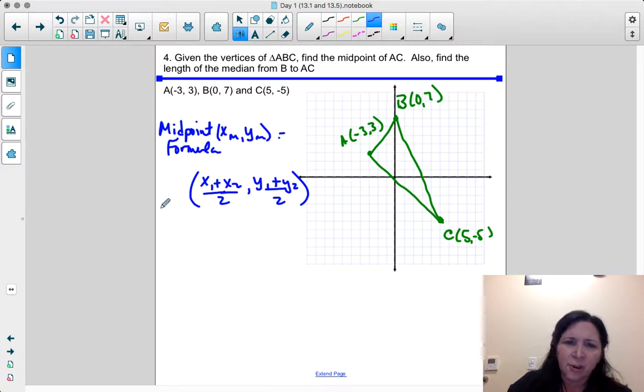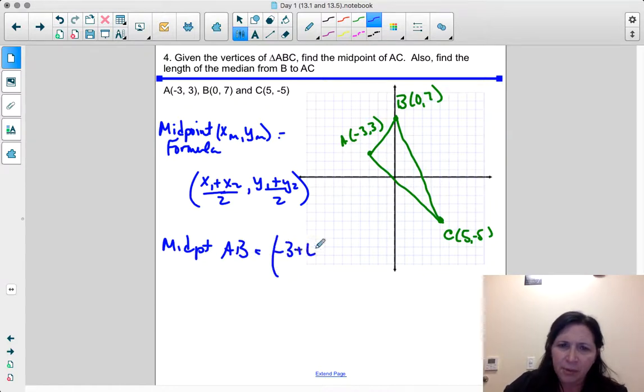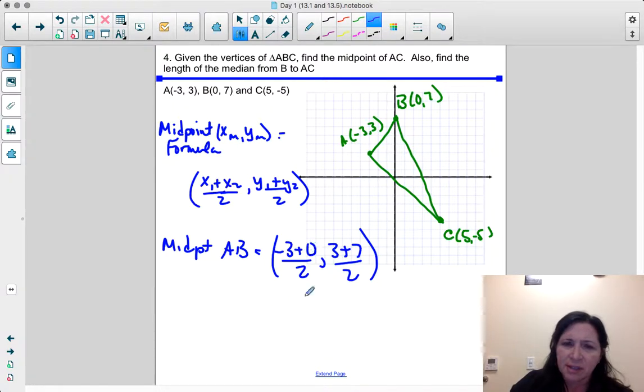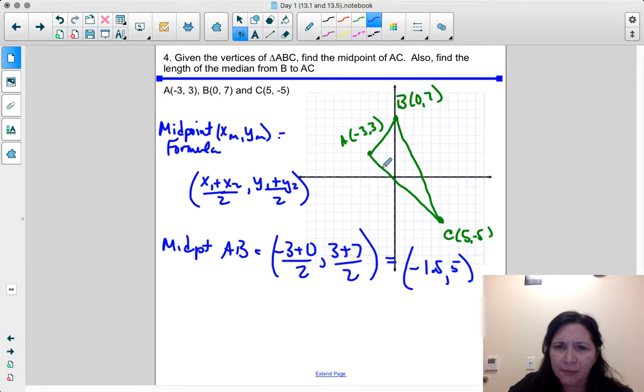So what we're going to do is find the midpoint for AB. And so that's going to be adding my X's. So I'm going to go negative 3 plus 0 divided by 2, 3 plus 7 divided by 2. So negative 3 plus 0 is negative 3 halves. So this is going to be equal to negative 1.5, comma, 10 divided by 2, which is 5. And if you look at it, what you see is technically negative 1.5 and then up 5 does look like the midpoint. And that's what that is.